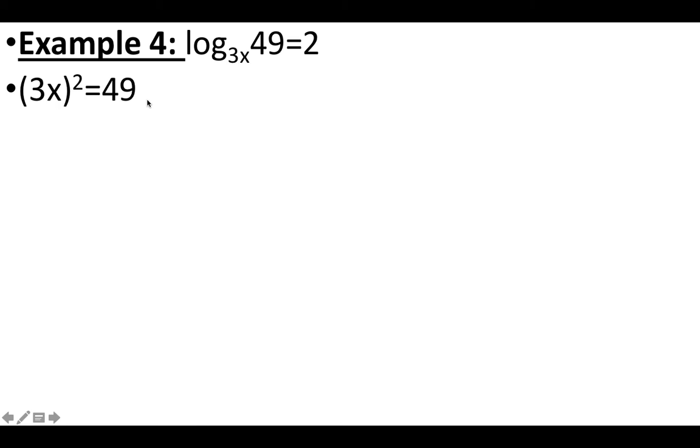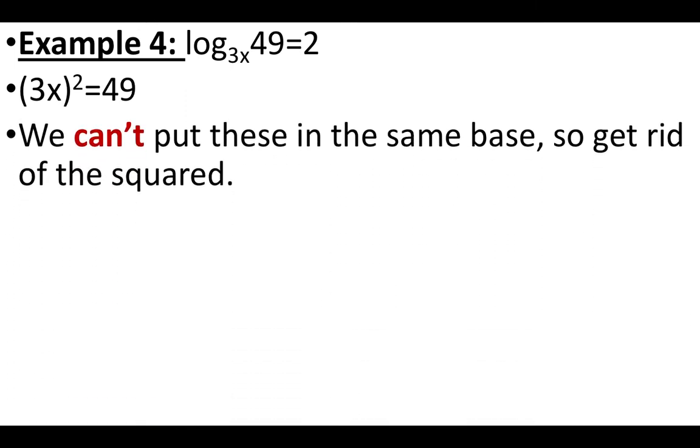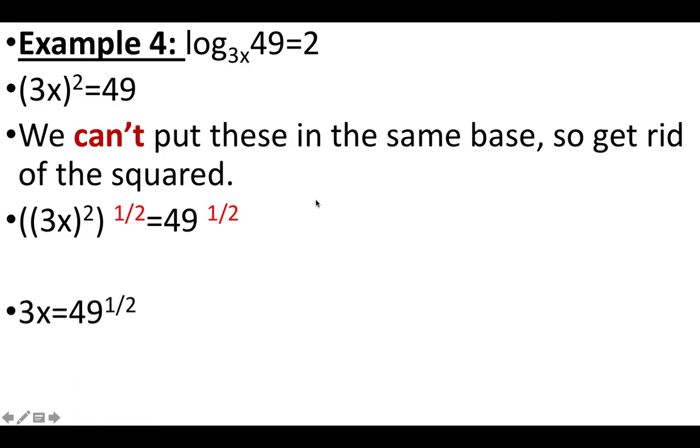What I'm going to do in this step is get rid of this squared. To get rid of the squared, I can raise both sides to the 1/2 power, because 2 times 1/2 is just 1, so that's going to give me 3x to the first power, which is just 3x. Basically, if I raise both sides to the 1/2 power, I get rid of this squared. This is also the same thing as taking the square root of both sides, by the way. So this whole thing cancels out. You're going to just have 3x, and over here you're going to have 49 to the 1/2.